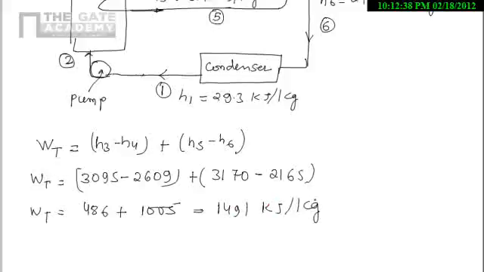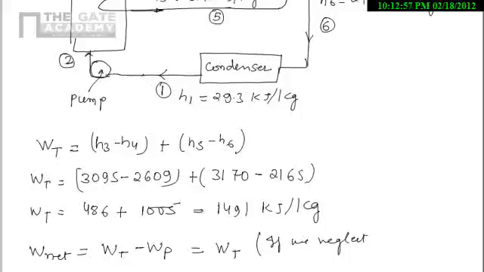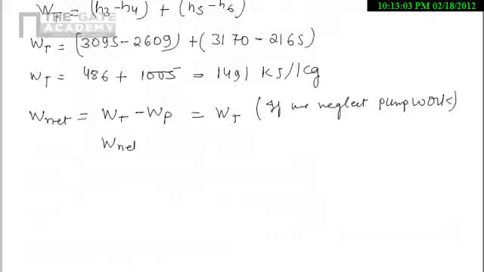That is WT, and we have to neglect WP. So W net will be WT minus WP, and if we neglect pump work, W net will be 1491 kilojoule per kg.